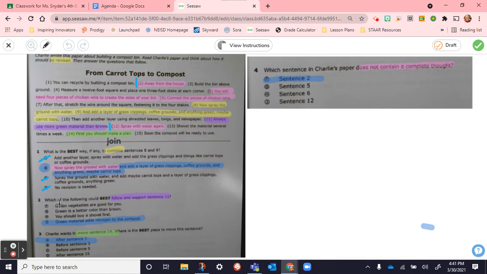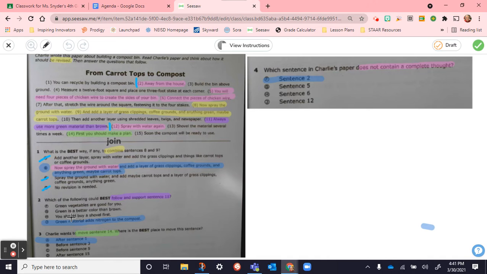Number 2 says, which of the following could best follow and support sentence 11? Here's sentence 11. So we put this little line in to show that that's where we're going to insert our sentence. So F, G, H, or J is going to be inserted in, and it needs to follow.